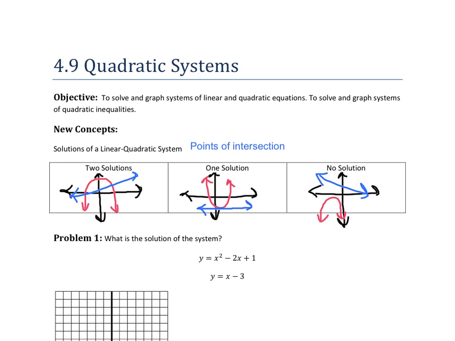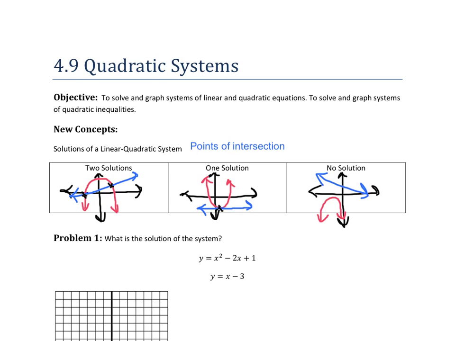All right. These two figures, the line and the parabola, can either intersect in two places, as in the first box, giving us two solutions. They can intersect at one point, giving us one solution. And then we can have no solution because neither the parabola nor the line intersect with each other.